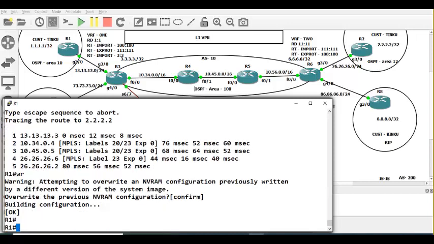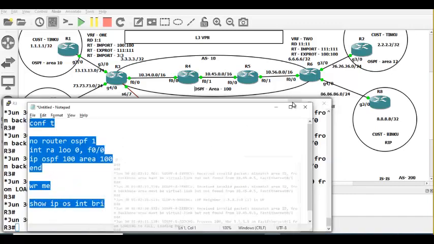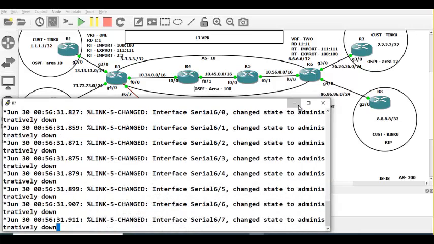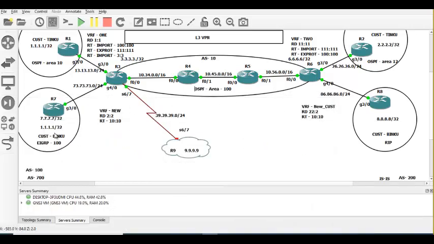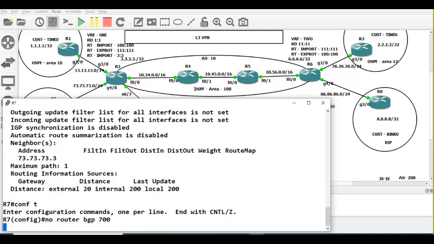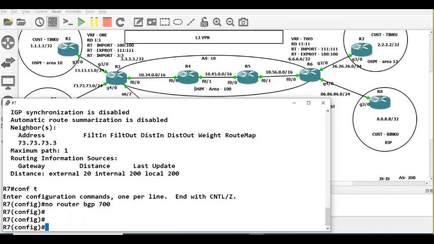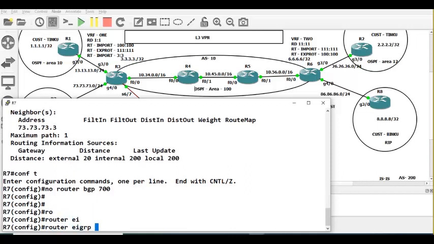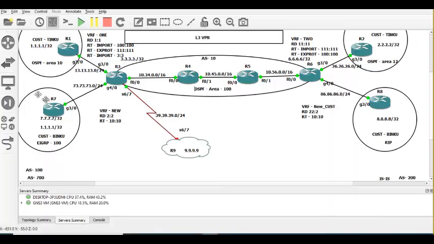Okay, now next. I'm going to have EIGRP down here and RIP on the right hand side down. Remove BGP from router 7. No router BGP 700. Instead, we'll run EIGRP. Router EIGRP 100.